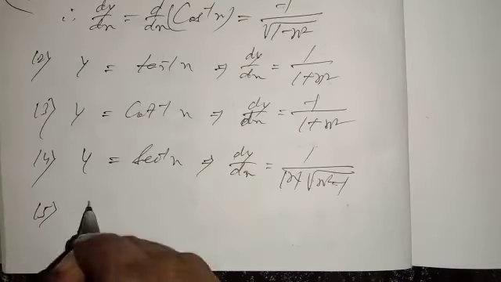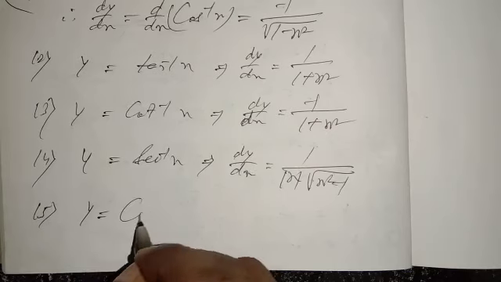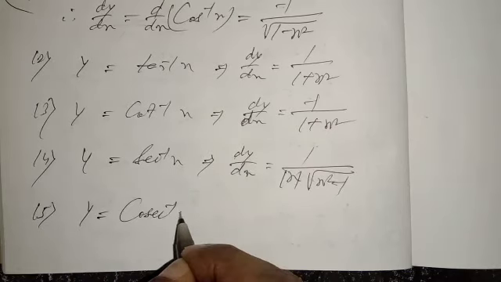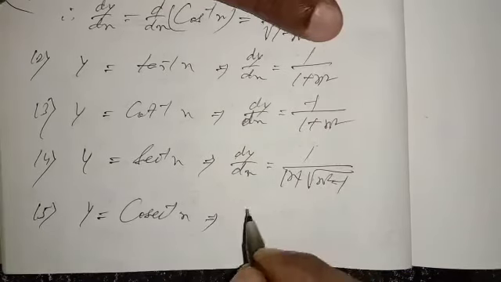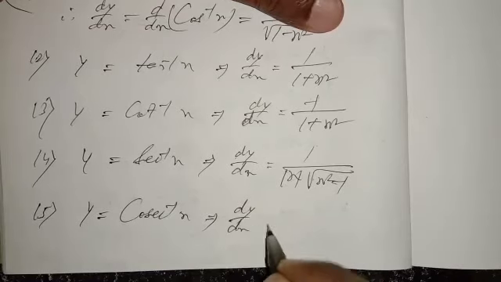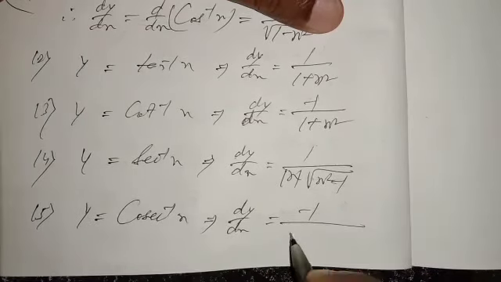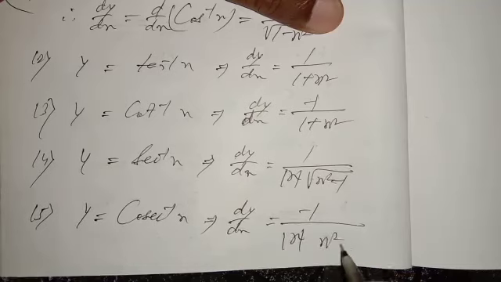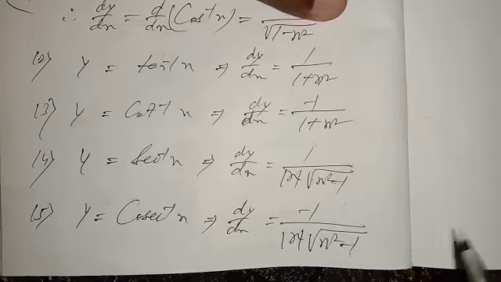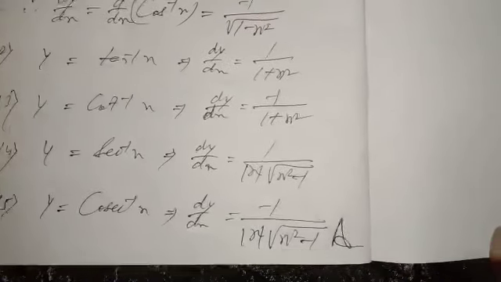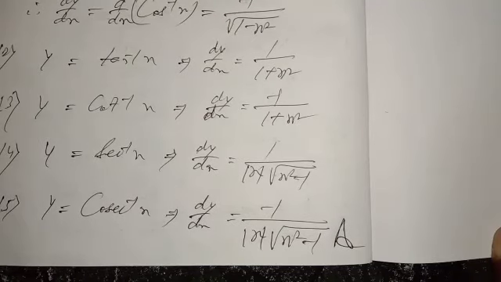Number 15, if y is equal to cosec inverse x, the derivative of cosec inverse x is minus 1 by mod x into root over (x square minus 1). In this way, today I have discussed all the trigonometry functions, including inverse trigonometry function derivatives, and the formulas required for limits.